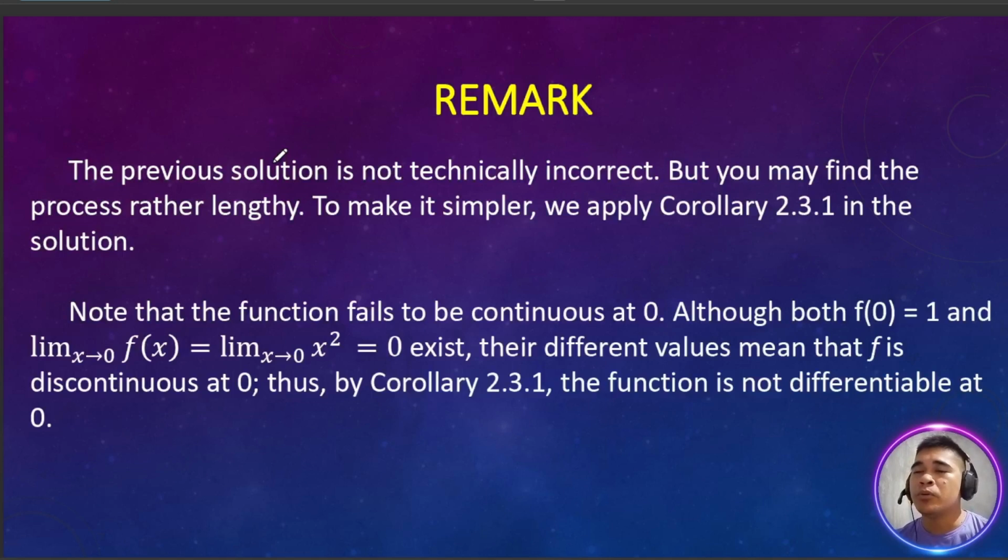Diba? Although both f of 0 is equal to 1 and the limit of f of x as x approaches 0 exists, which is 0. So natay result for our f of 0, natay result sa atong limit, but the problem now is they are different. So therefore, the third condition fails, there is no equality, so the function does not exist. So their different values means that f is discontinuous at 0. So by corollary 2.3.1, the function is not differentiable at 0.